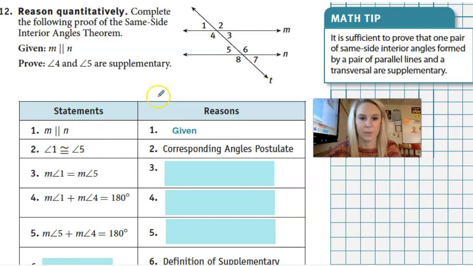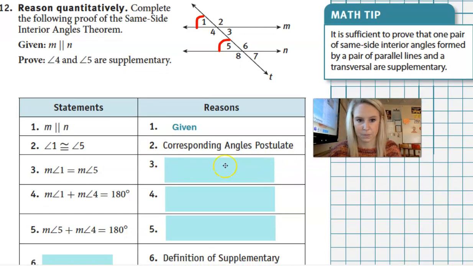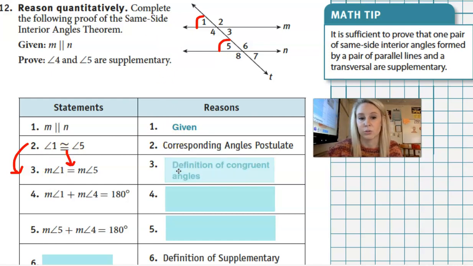Okay, then it gave me 1 was congruent to 5. So the reason I know 1 is congruent to 5 is that new theorem, the corresponding angles postulate. Okay, now what happened from 2 to 3? The only thing that changed was that congruent became an equal sign. They got rid of the m's. Hopefully you remember that's called the congruence definition of congruent angles, congruence property, anything along the lines of congruent. Okay, so then it says angle 1 plus angle 4 is 180.